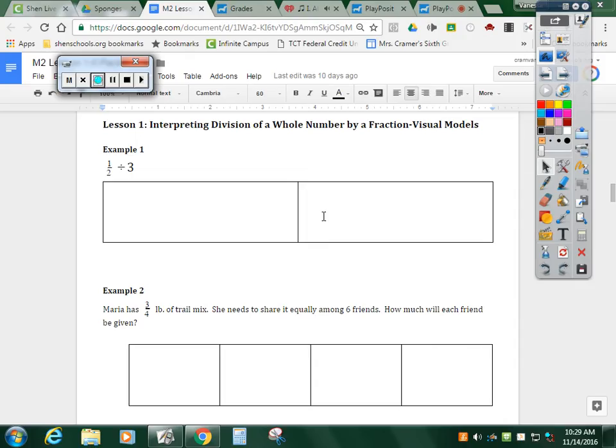Today you're going to be doing lesson 1, interpreting division of a whole number by a fraction. We are going to be using visual models, okay? So the first one we're going to do is 1/2 divided by 3.